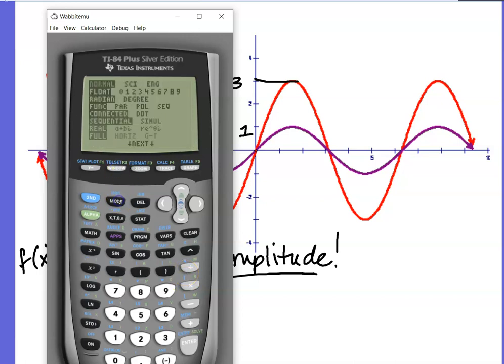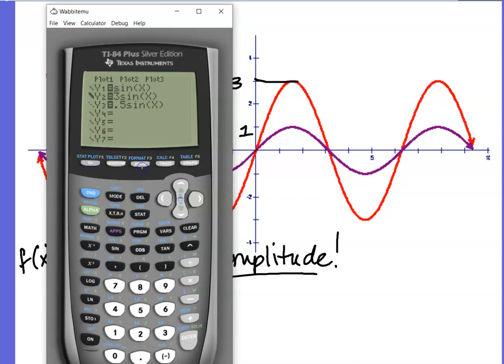Make sure you're in radian mode. So I went to mode and I am in radians. I'm going to go back to y equals, and then I'm going to hit zoom trig. Zoom trig gives you the best window that's going to make your trig graphs look nice. So zoom trig is where I'm going to start. Yeah, look, there it goes. So there's the original. There's 3 sine x. That was my second graph. And then the last one I did was 0.5.